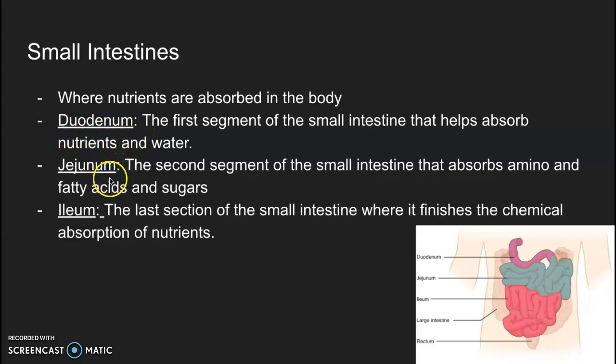The next part is the jejunum. It is the second segment of our small intestine, and it absorbs amino acids, fatty acids, and sugars. Next is the ileum. It is the last section of the small intestine, where it finishes the chemical absorption of nutrients. So as you can see, this is the ileum, this is the jejunum, and this is the duodenum.